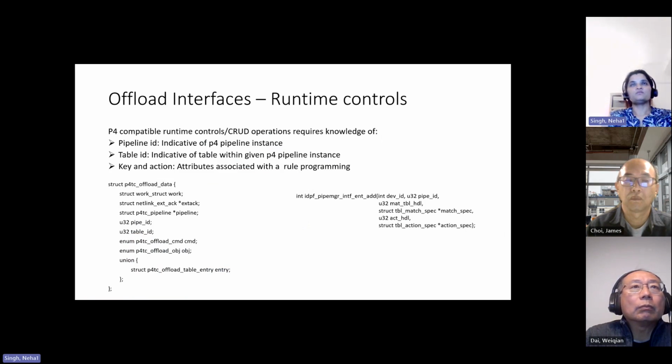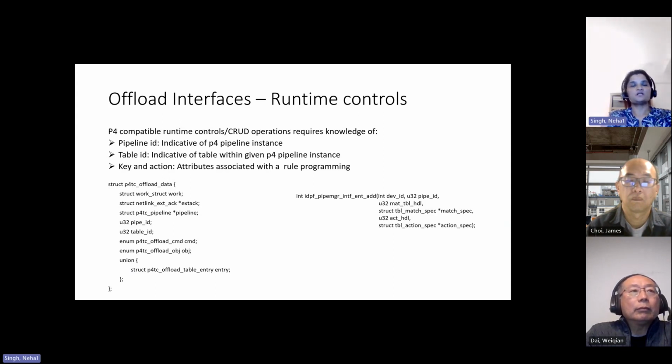Anyone who is not aware of P4 or only has a TC background, the only difference between an existing TC infrastructure and P4 is the control block, where we specify the flow or how the tables are stitched together. That was something that was missing in the traditional TC. To make anything P4 compatible, there are two very important attributes: one is the pipeline ID and table ID, and another is the action ID.